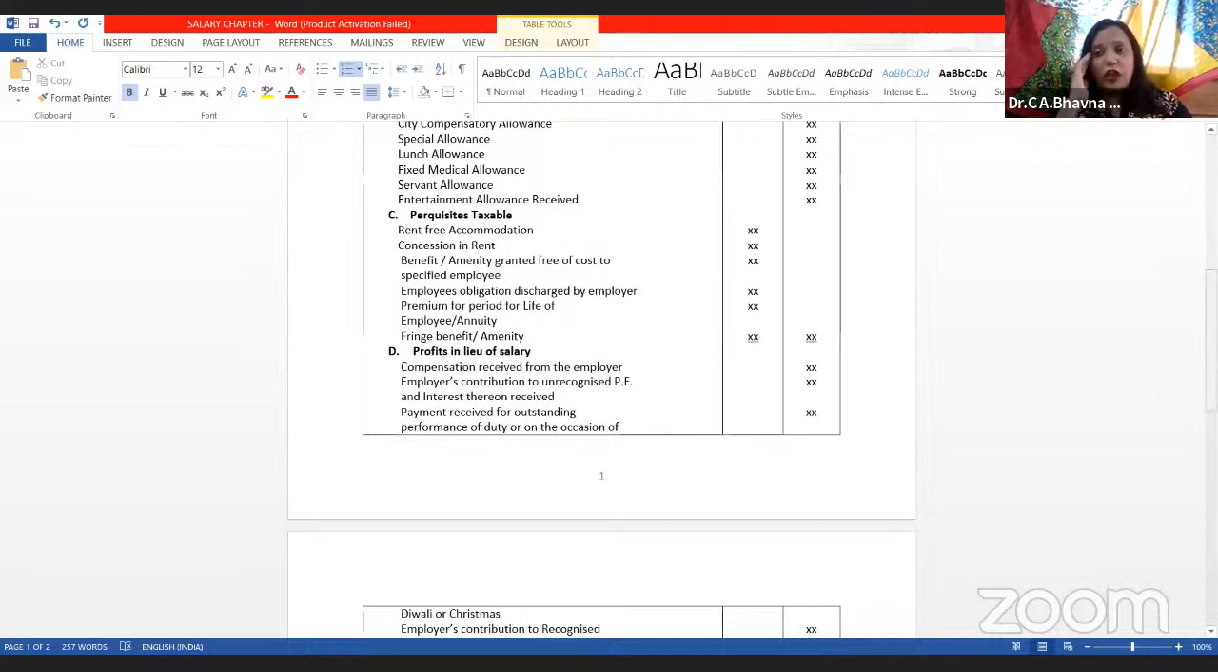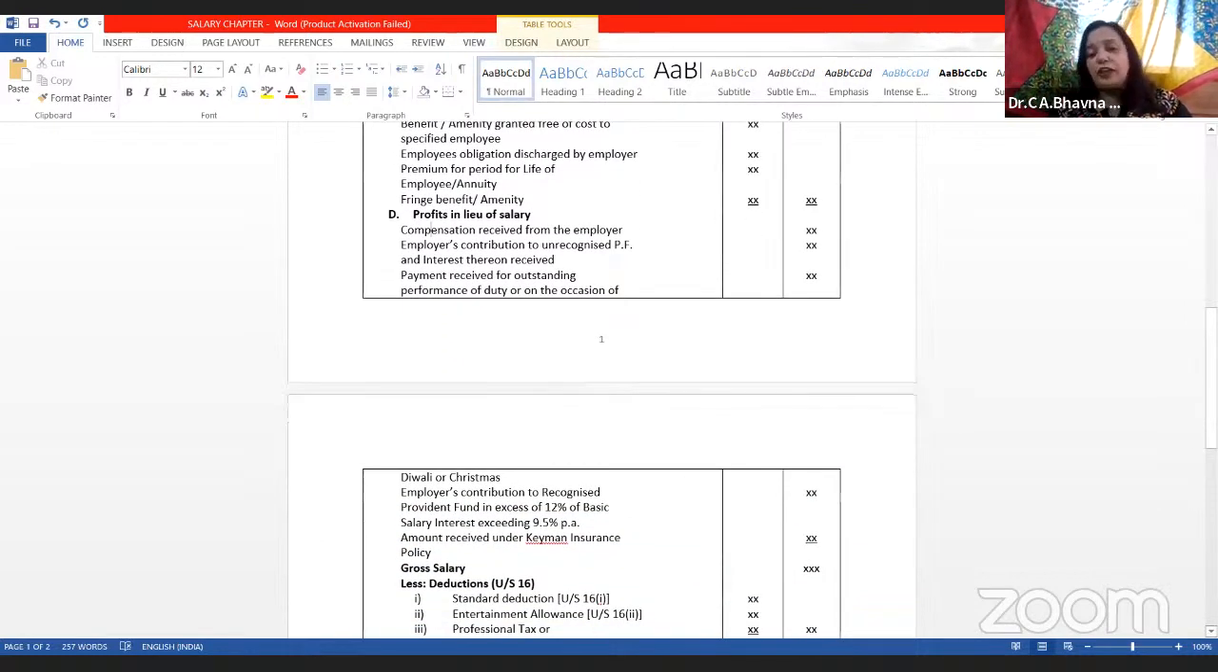Employer contribution to the unrecognized provident fund. Provident fund every company compulsorily has to keep, but if you are contributing towards an unrecognized provident fund, then it would be taxable. Payment received for outstanding performance on the occasion of Diwali, any gift received, any payment received.